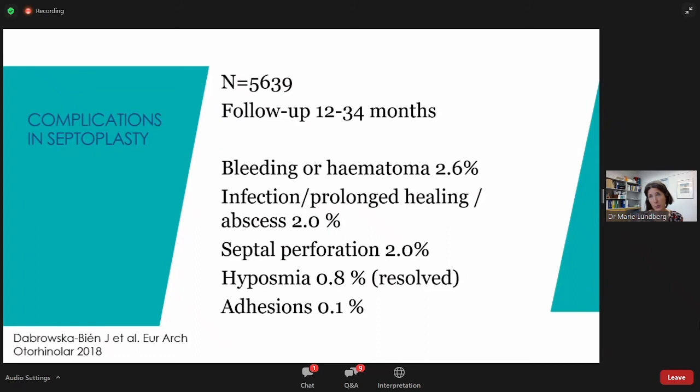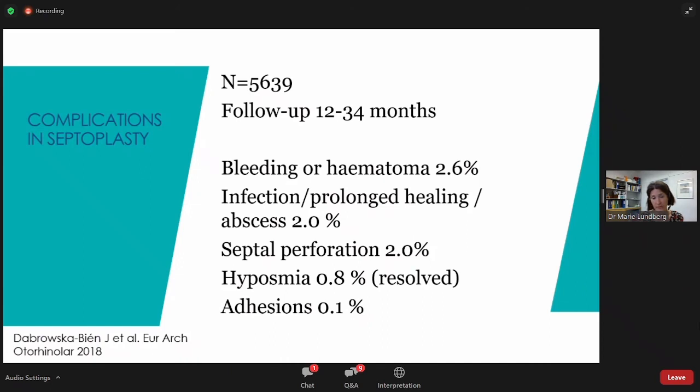Now, why do we want to close the mucosal space, the dead space between the mucosa and the cartilage? It's to prevent complications, mostly. The cartilage doesn't have any blood vessels in it, so it gets all the oxygen and things it needs from the mucosa. And if you have a dead space, you can also have a hematoma there or then an abscess. So we would like to close it very well after the operation.